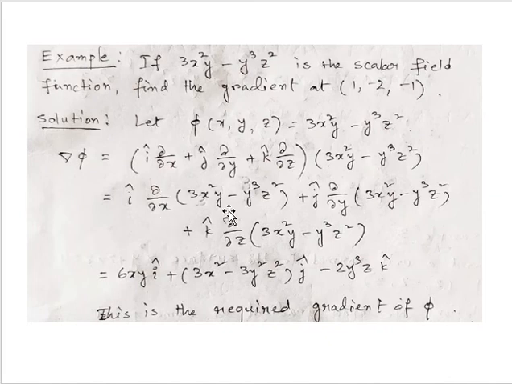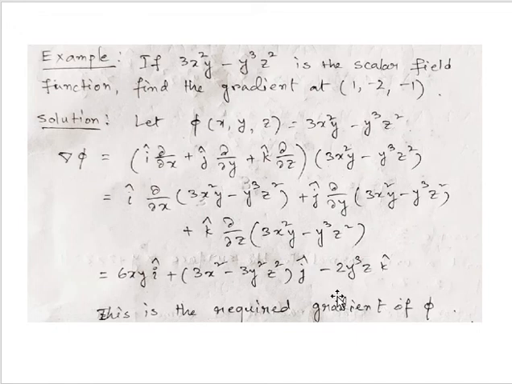Del/del x of this means y and z are constant here, because this is a partial derivative, so only x is treated as a variable. And similarly, for del y, x and z are treated as constants, so only y is variable here. Similarly, in case of del z, x and y are treated as constant. So after operating del x, del y, and del z, we are getting this function.